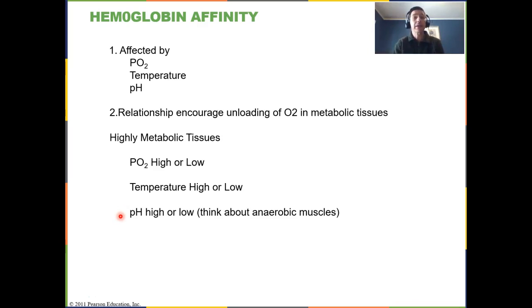How then do you think metabolism might affect pH? Should the pH in a highly metabolic tissue be higher or lower? And keep in mind what you know about what happens when muscles go anaerobic. I'll give you a second to think about it. And so the pH should be lower. Muscles, when they go anaerobic, release lactic acid. That, along with a number of other metabolic byproducts, leads to a decrease in pH in those tissues that are more highly metabolic.